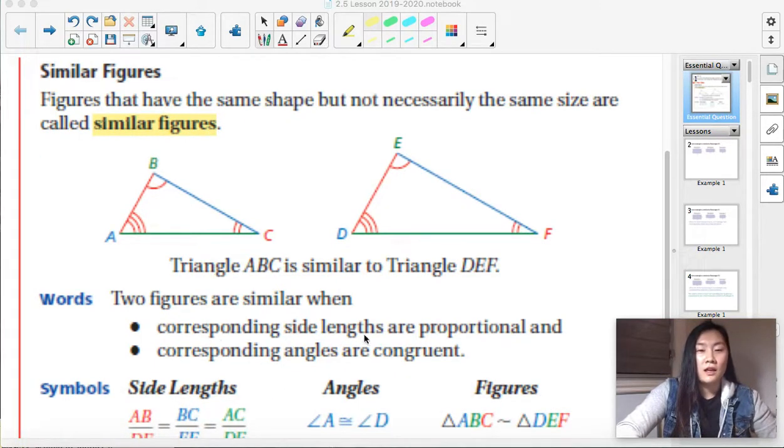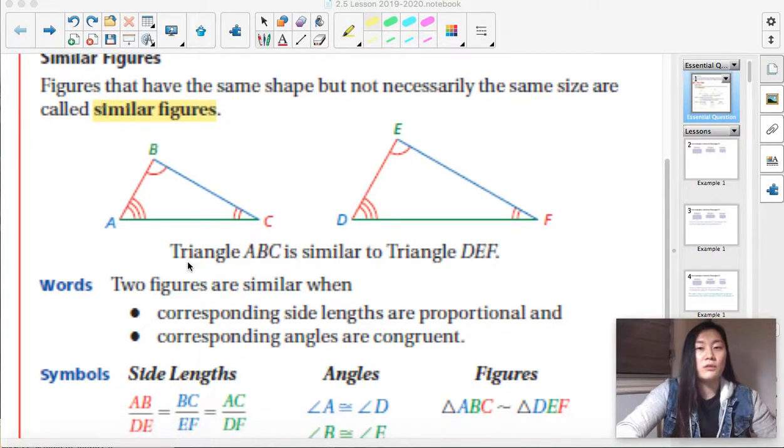Corresponding side lengths, meaning, let's say we've done this before, but AB, what's corresponding to AB is DE in this triangle, right? So I'm going to set up a proportion, AB over DE. Does that equal BC over its corresponding side length EF? So if you can set those proportional, equal to each other, does that equal to one another? So if it does, that's one check.